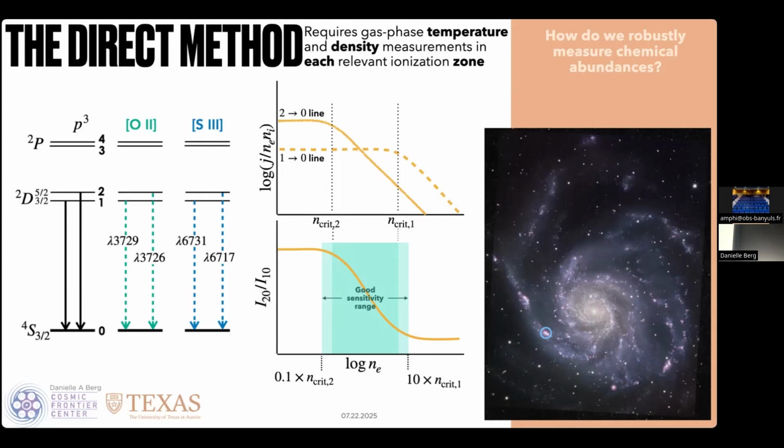And this linear curve in the middle is where we want to be if we're going to actually measure the density. We're not very sensitive at what we call the low density limit, and we're not very sensitive at the high density limit. This is the range I like to use for density sensitivity. It's a little bit conservative compared to what some other people use, but if you take about 0.1 times the critical density of your upper level and 10 times the critical density of your lower level, that'll give you a range of what you're sensitive to that you can use your density over.